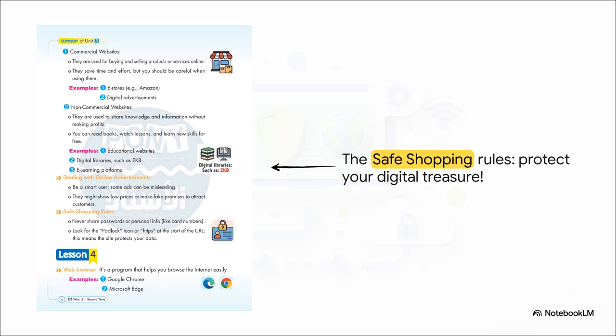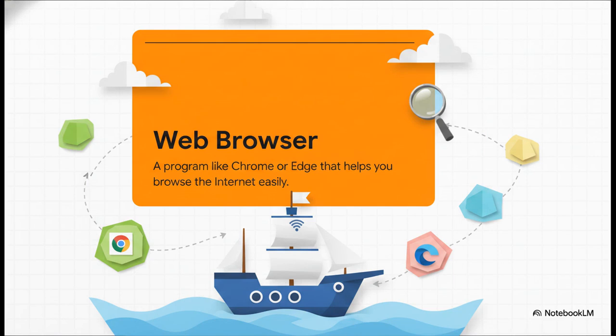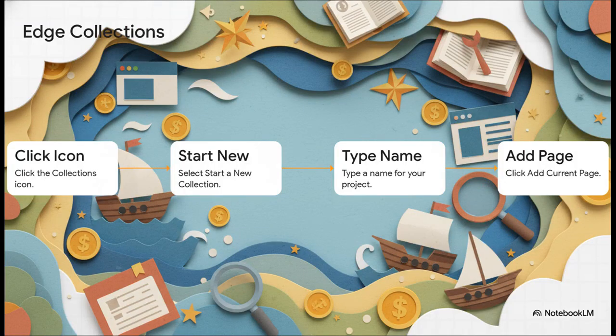That S means your data is actually secure. Now, to travel to all these different islands, you need a vehicle, right? Well, think of a web browser as your trusty digital ship. Programs like Google Chrome or Microsoft Edge are the ships that safely carry you across the internet so you can browse easily and fast.